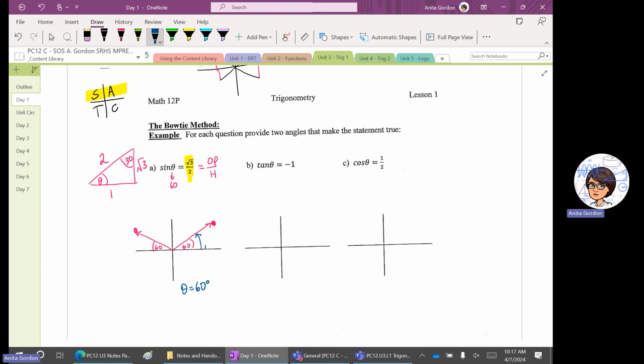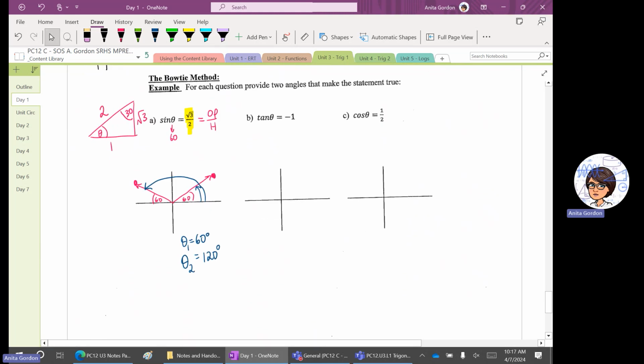Option number 2, I'm going to call this theta 1, theta 2 is 120 degrees. So those are both options. Sine of 60 and sine of 120 are both going to give me positive √3/2. Let's look at the next example.